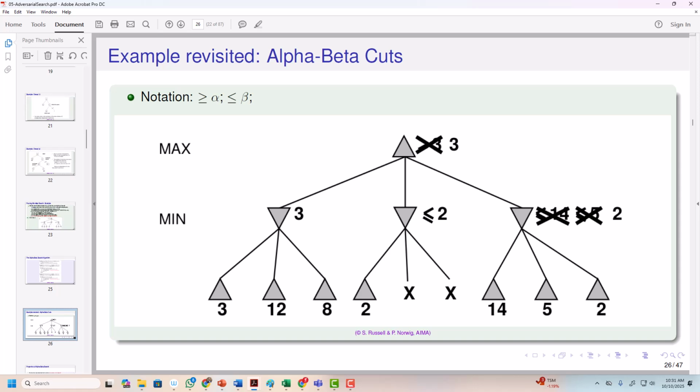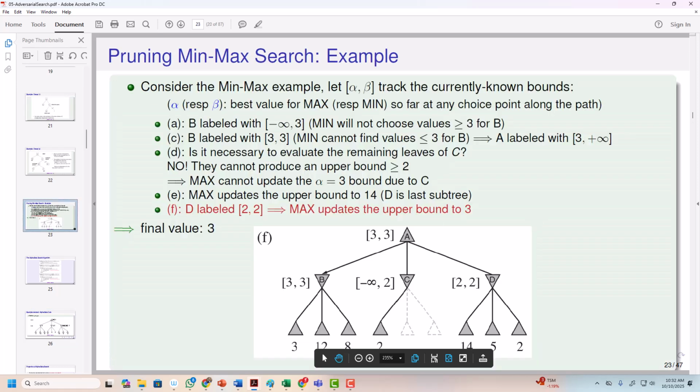So in practice, this can save a large amount of computation. Instead of searching the entire tree, the algorithm focuses only on the most promising branches. So in summary, alpha beta pruning is an optimization of the Minimax algorithm. It reduces the number of nodes that must be evaluated while still guaranteeing the same decision as Minimax. By maintaining alpha and beta values and pruning subtrees that cannot influence the result, large portions of the search tree can be skipped, making the algorithm much more efficient.